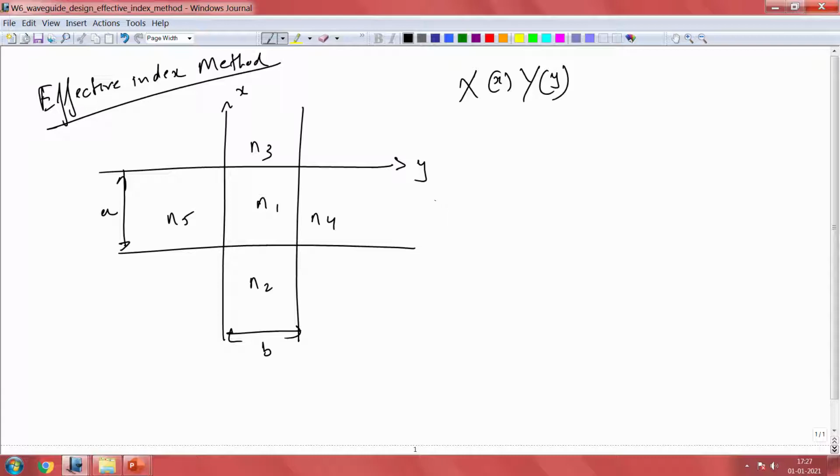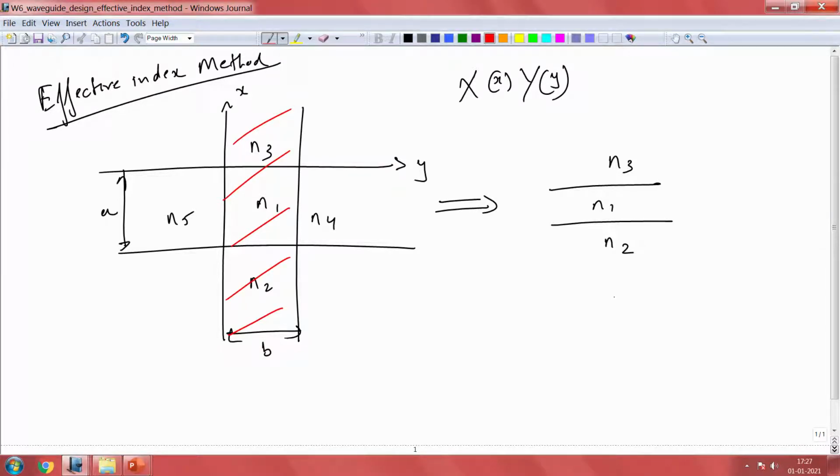So the way that we do it in the effective index method is by taking just the slab alone to start with, and that is this section. So we start off with only this section. We do not worry about what is outside. We only take the central section. That central section, for all practical purposes, you can treat as a slab waveguide. So we make it a slab waveguide, then we know how to solve this. Okay.